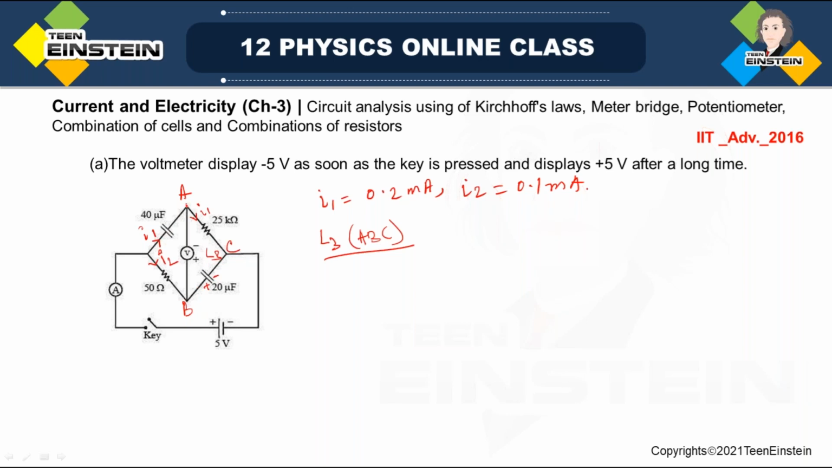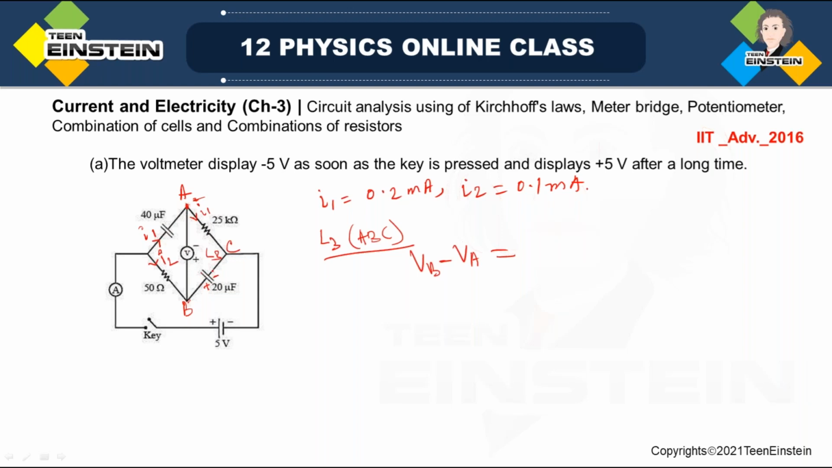Let us suppose this point has some potential VA, and this point has potential VB. Here it is positive, here it is negative potential. This is negative because it is connected to the negative terminal of the battery, so in the voltmeter also it shows negative. So you can write VB minus VA equal to the current through this. This is the situation when I am considering that there is no charge, or no voltage, across the capacitor.